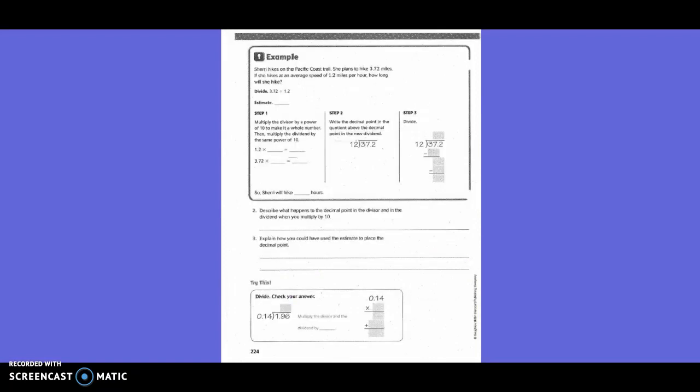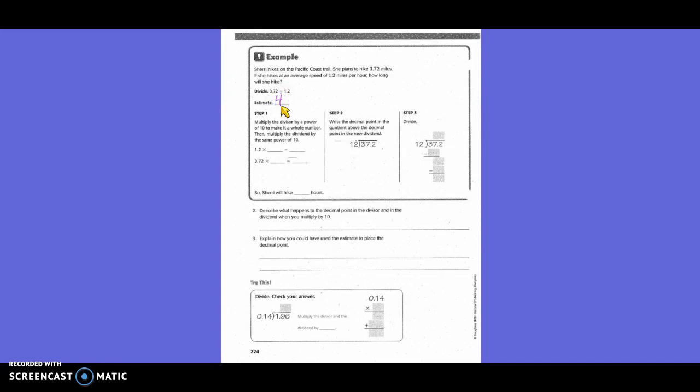Example: Sherry hikes on the Pacific Coast Trail. She plans to hike 3 and 72 hundredths miles. If she hikes at an average speed of 1 and 2 tenths miles per hour, how long will she hike? So they want an estimate. So we would round 3 and 72 hundredths to what, guys? 4. And then 4 divided by what would 1 and 2 tenths be rounded to? 1. So 4 divided by 1 is 4.